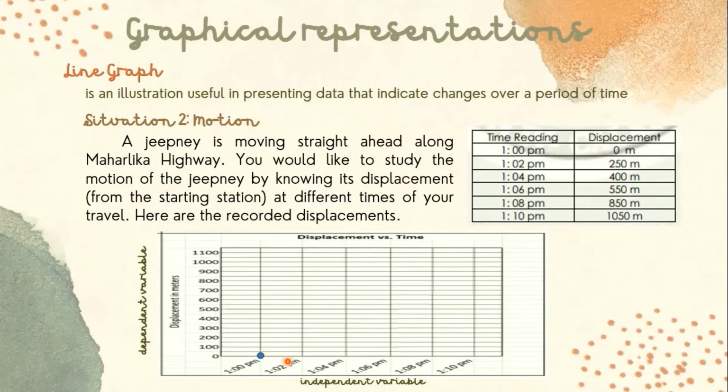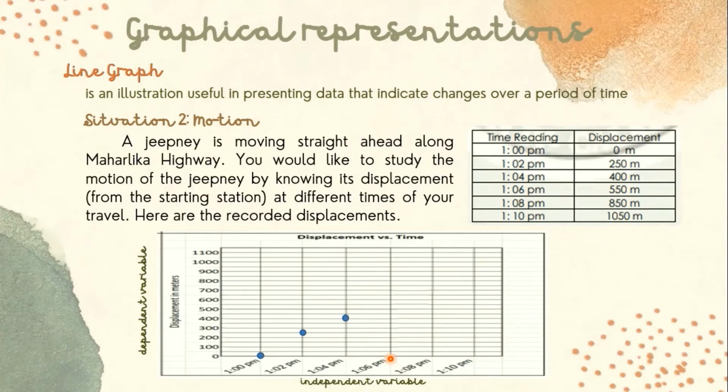So, plot tayo. 1-2 p.m. 250 meters. Ito yung 1:02 p.m. Ito naman yung 250. Pansinin na in between 200 and 300, meron tayong isang space which is referring to 250 meters. Kaya, i-plot natin, iyon yung kanilang intersection. For 1:04 p.m., 400 meters. Ito yung 1:04 p.m. Ito naman yung 400. So, mag-plot tayo. Ito yung kanyang intersection nilang dalawa.